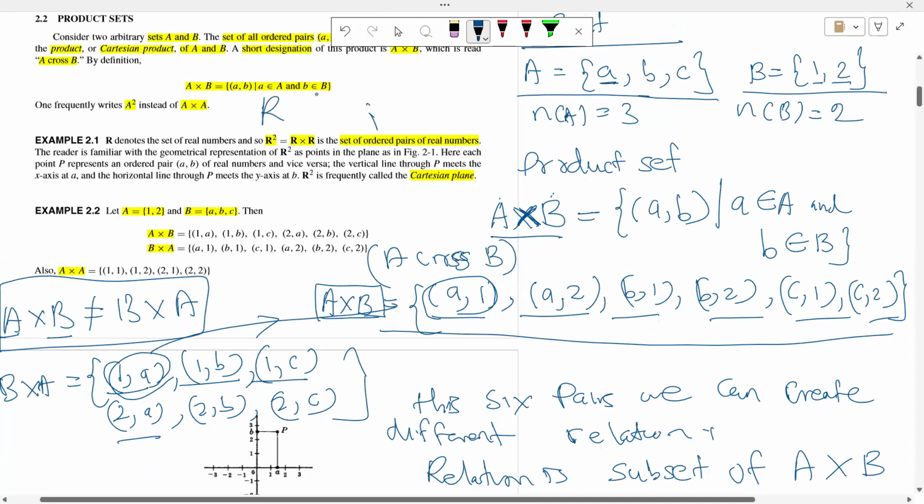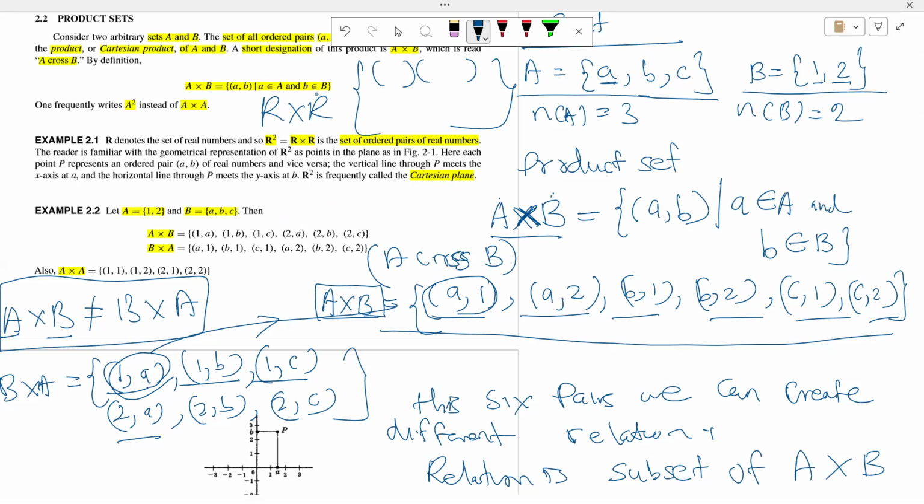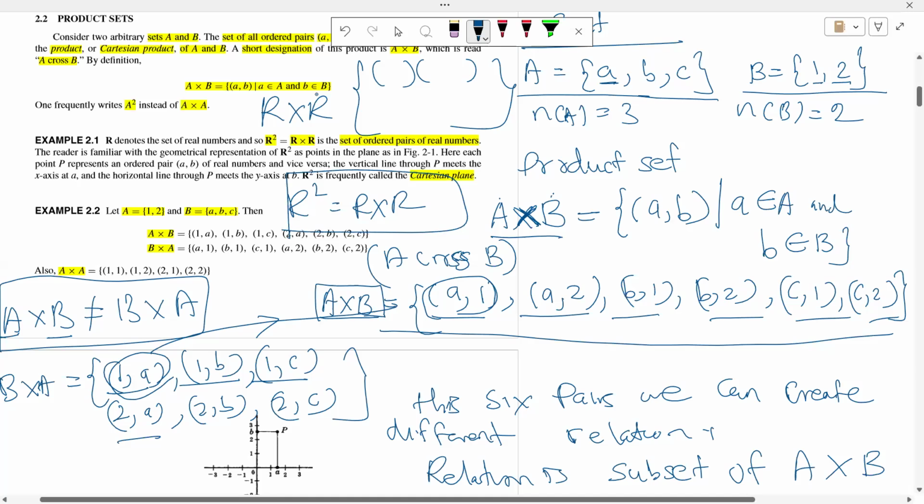Okay, if you look here, R cross R means R is a real number, right? So real number means minus infinity to plus infinity. Between minus infinity and plus infinity, we have real numbers, right? So R cross R is a huge set of pairs we can write. R cross R means the product set of real numbers, right? So R cross R, we can write R squared. R squared or R cross R, the meaning is the same, right?